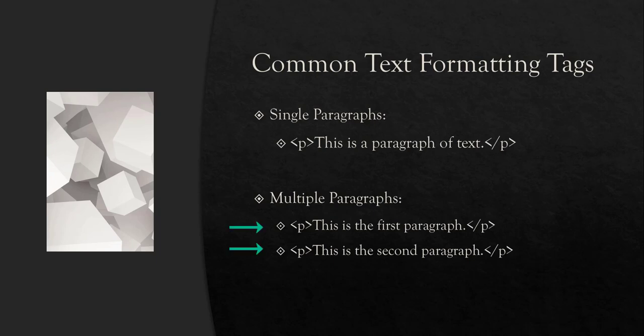In this example, two separate paragraphs are created with their own P tags. When this code is rendered in a web browser, the first paragraph will be displayed on its own line, followed by the second paragraph on a new line.